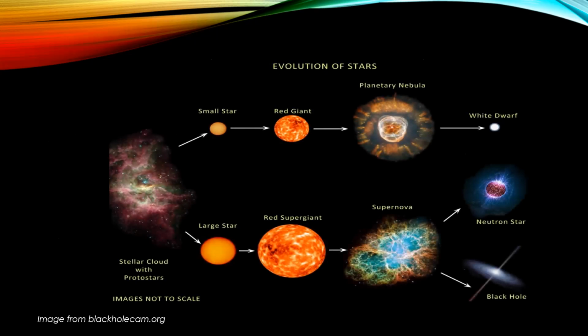This chart shows the paths a dying star may take based on its mass. Black hole formation is shown on the bottom branch. The name black hole comes from the fact that not even light can escape the body's gravity.